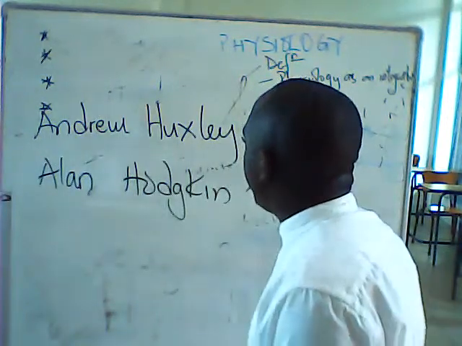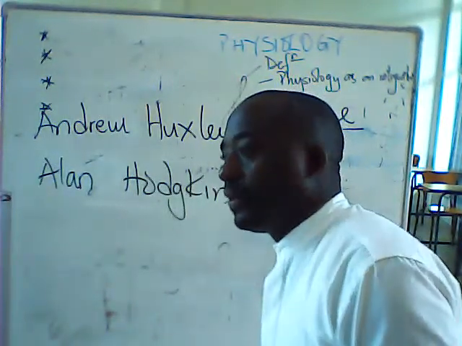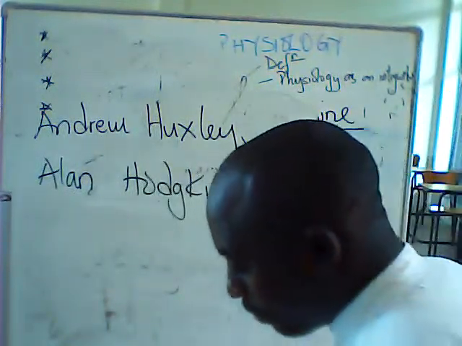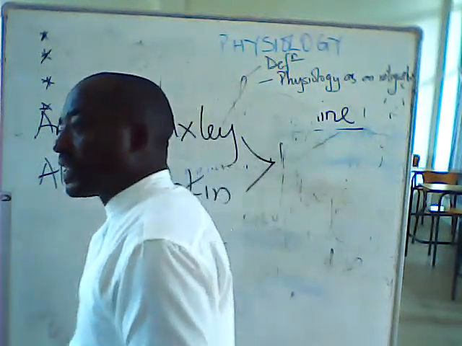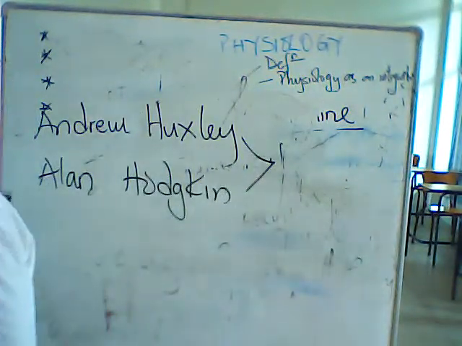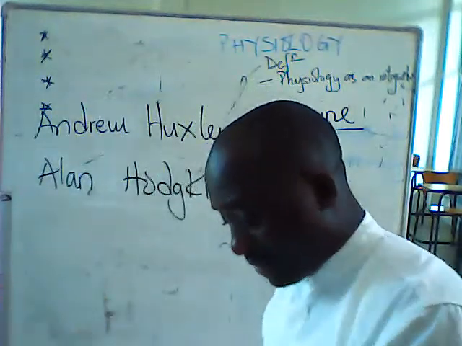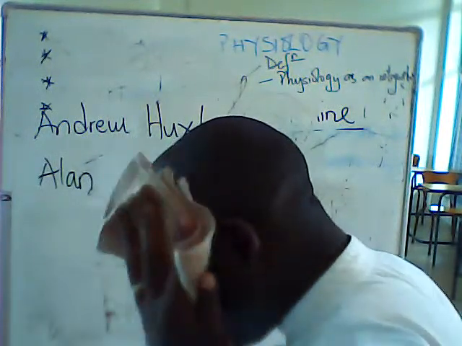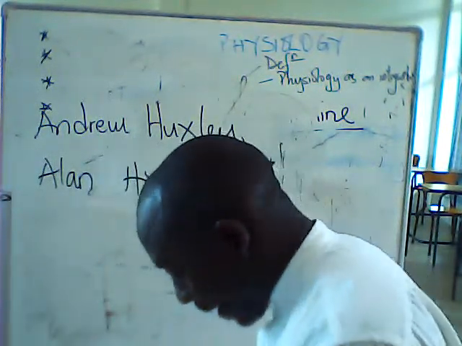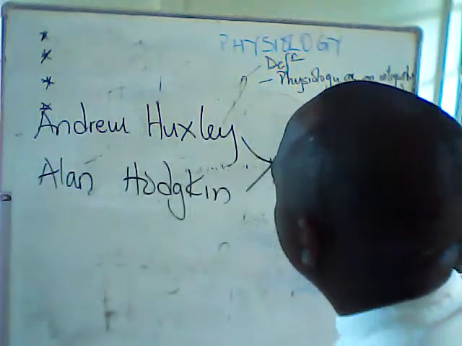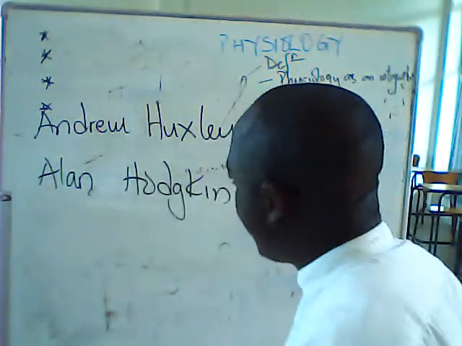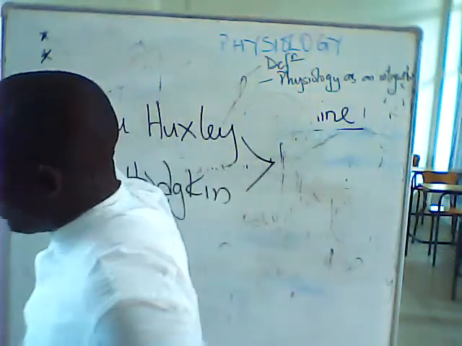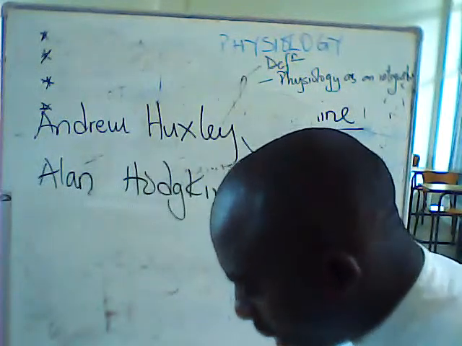Then it said Andrew Huxley and Alan Hodgkin, they discovered the ionic mechanisms by which nerve impulses are transmitted. Somebody is asking, what time is the lecture ending? You are tired already? I'm sure there's a pot beside you, you can sleep here. They discovered the ionic mechanism by which nerve impulses are transmitted.